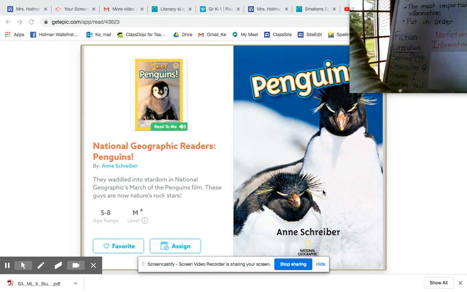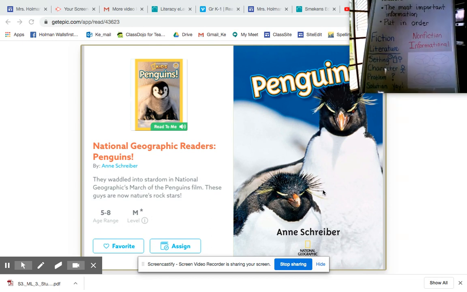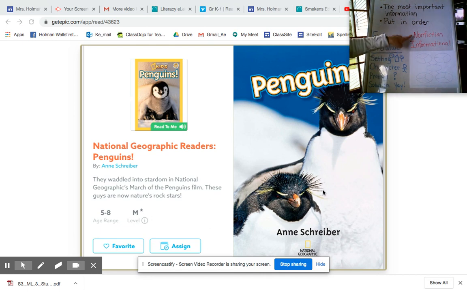So boys and girls, let's look over here at what Mrs. Holman has. We know that there's also nonfiction, and that's informational. It gives us information. Maybe you like to learn about animals, or maybe you like to learn about history or science or how to do things. Those are informational books, which are also called nonfiction. Well, today, boys and girls, we are going to learn about retelling nonfiction.